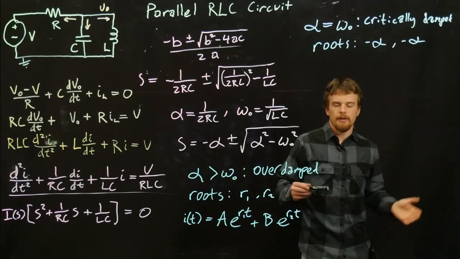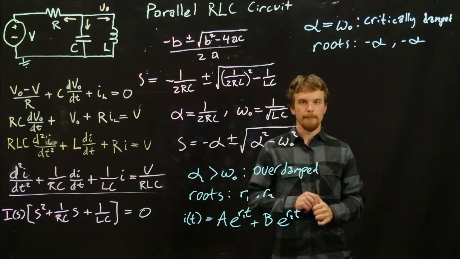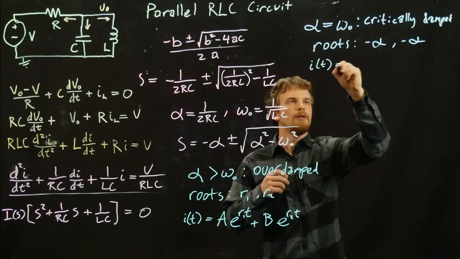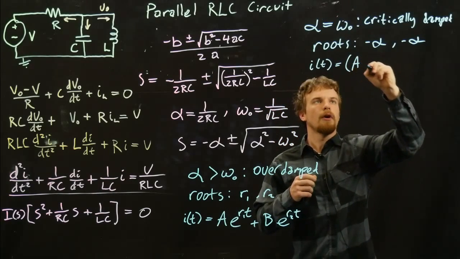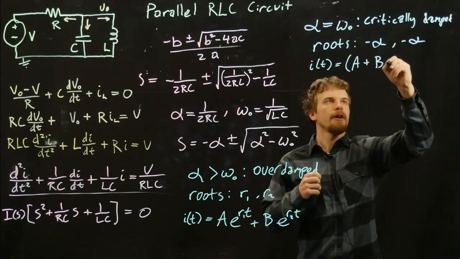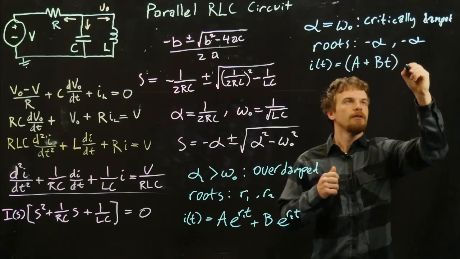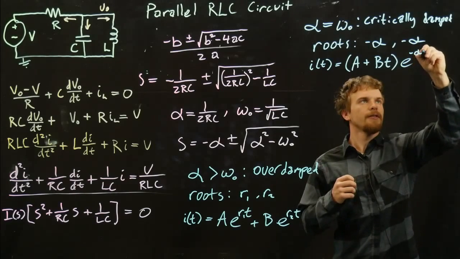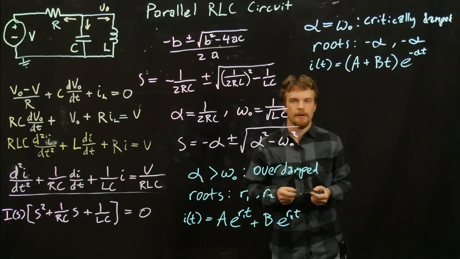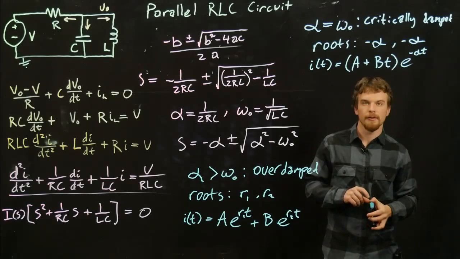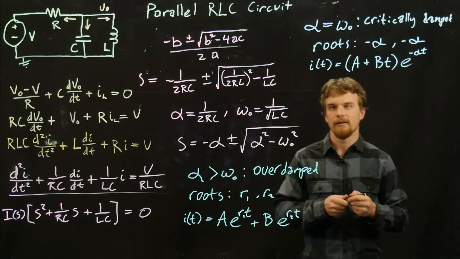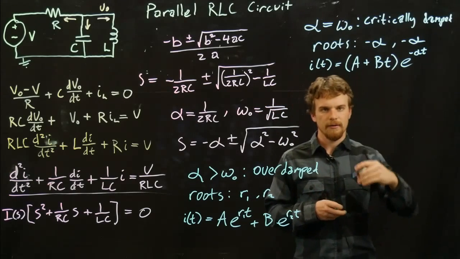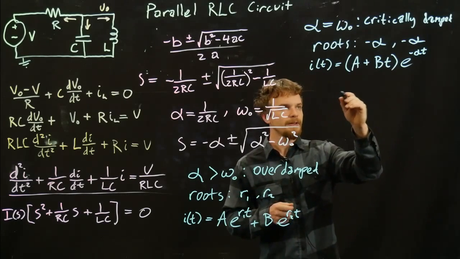So we learned in differential equations that when we have a repeated root, our solution has the form arbitrary constant plus another arbitrary constant times t, times e to, I guess, since we're calling our roots negative alpha, negative alpha t. So that is what our response will look like for the critically damped case. I think this is what you'd usually aim for in a case where you're trying to smooth out a circuit's behavior to a step response.